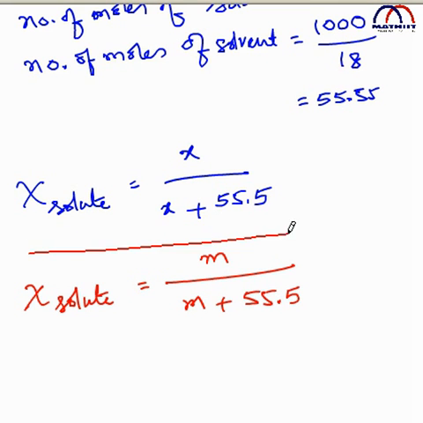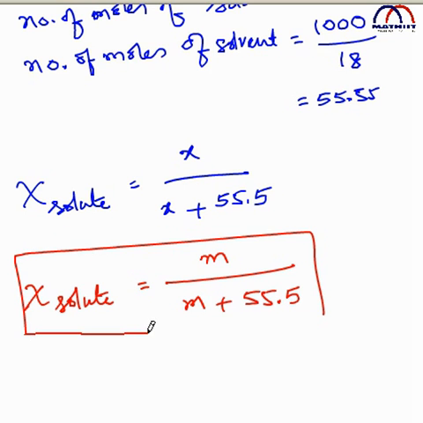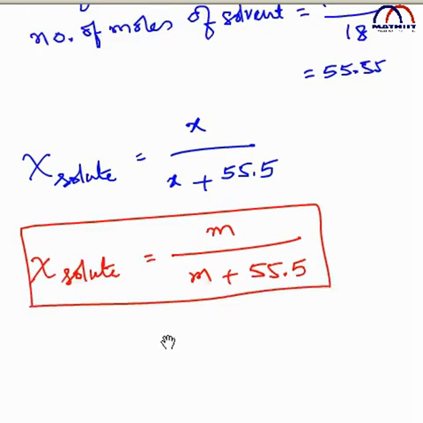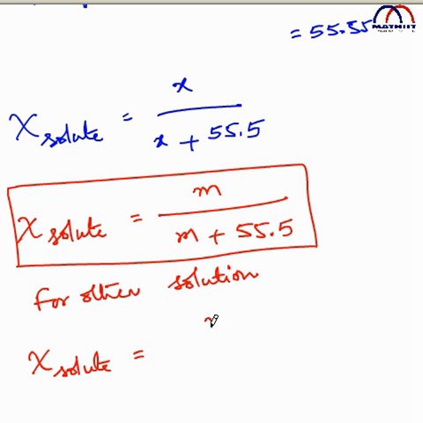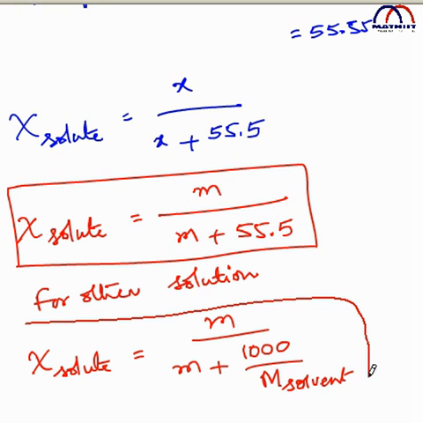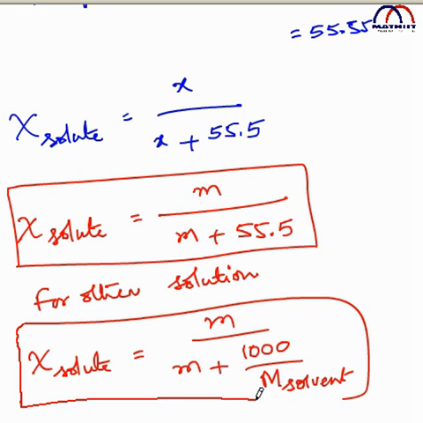This is applicable for all aqueous solutions. Suppose it is not an aqueous solution, some other solvent is present, then for other solutions this 55.5 will change because it is the number of moles of water. Then the mole fraction of solute is equal to m by m plus 1000 by the molecular weight of the solvent given, right? This gives you the mole fraction from the molality.